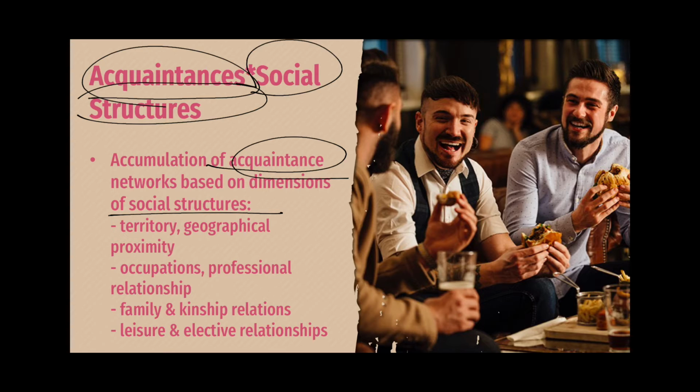Now, the extent to which we accumulate acquaintance networks is based on different social structures. For example, your territory. There are certain places where communities are more tightly packed, so you have more acquaintances. Then there is the geographical proximity of one person to another. Physical environment is one of the features that can influence the extent to which we accumulate acquaintances. Of course, you have your kinship and family relations, right?